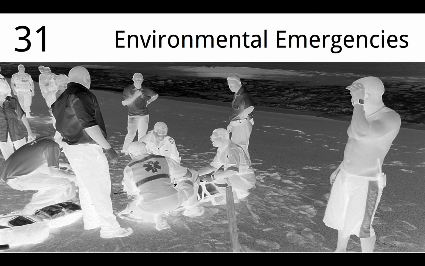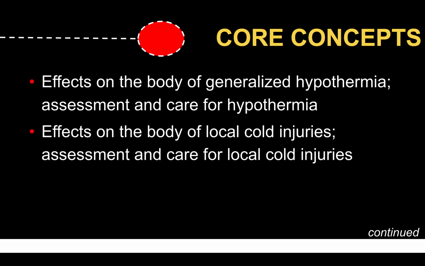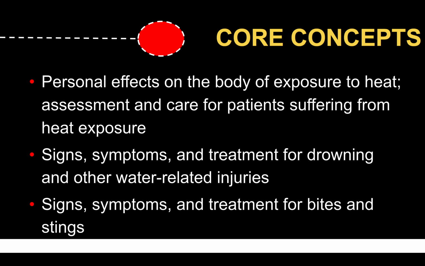Chapter 31, Environmental Emergencies. In this chapter, we're going to talk about the effects of hypothermia on the body, how to assess and care for hypothermia. We're going to talk about more localized cold injuries and care for local cold injuries. We'll talk about the effects of exposure to heat and how to care for patients with heat stroke and heat exhaustion. We'll talk about other environmental type emergencies, including water-related emergencies and bite and sting-related emergencies.